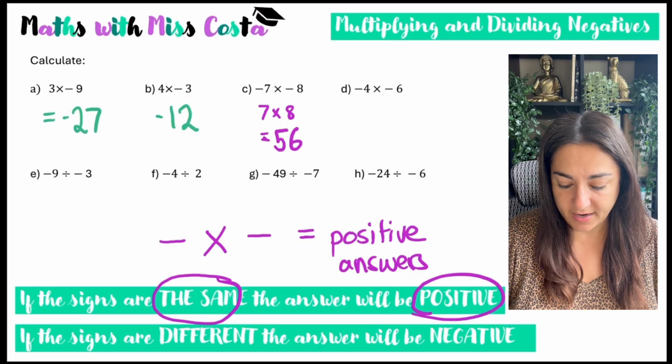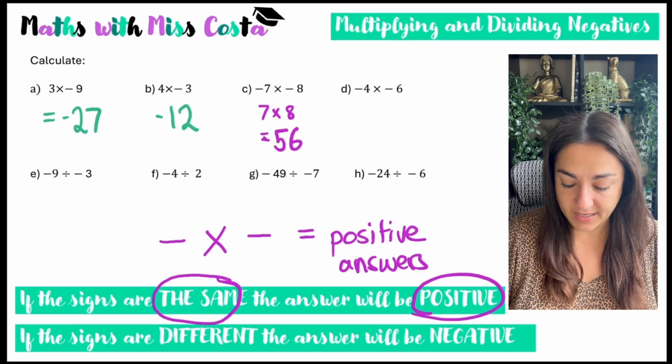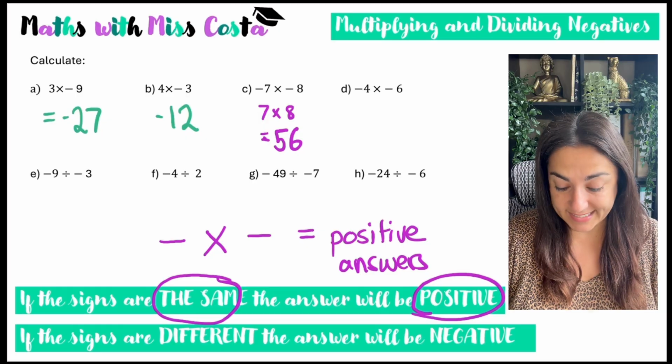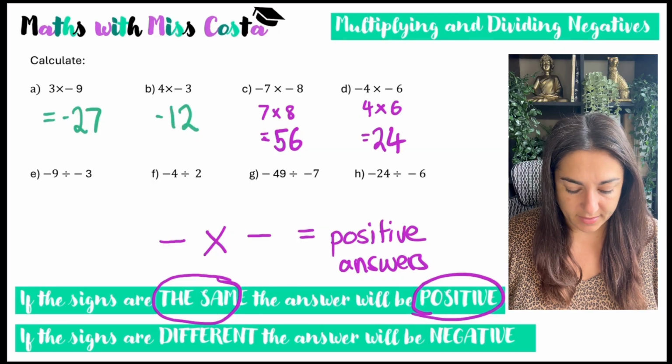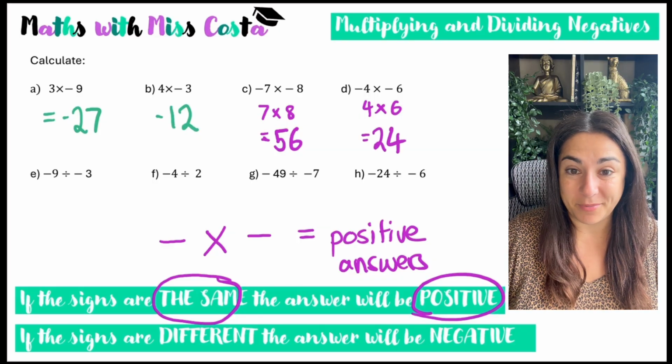So let's try it again. I've got minus 4 times minus 6. Well, the signs are both negative, so that's the same as if I was multiplying the positive versions, and 4 times 6 is 24. Then I've got minus 9 divided by minus 3.